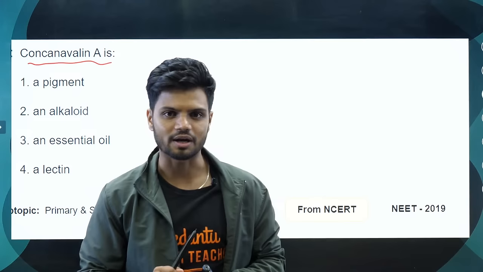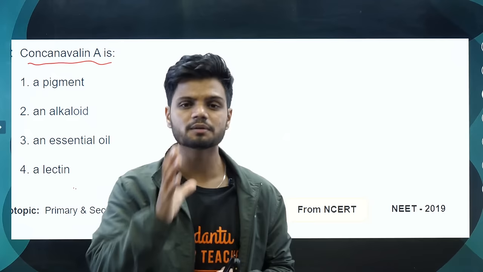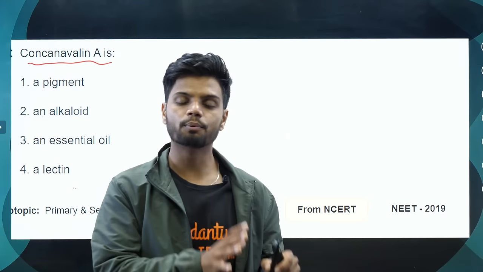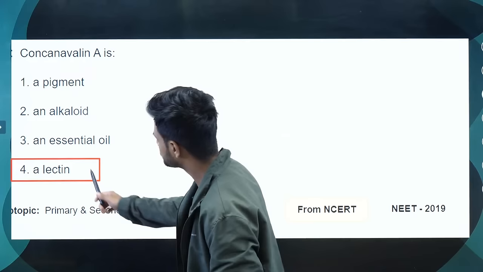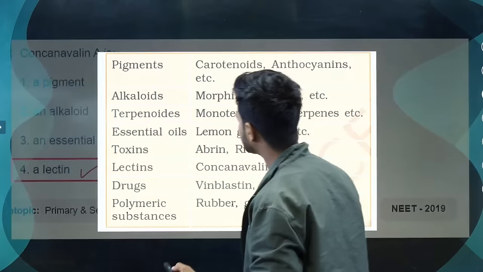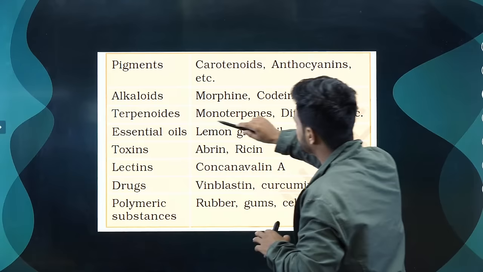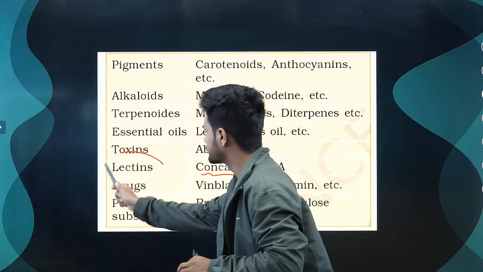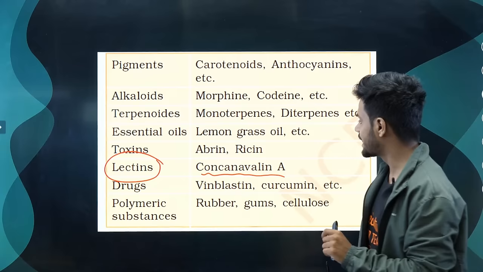Now, this particular question, students, from your biomolecules, there are two very important tables. One table is for your secondary metabolites. The other one is for protein and enzyme action. Two tables, very important. All of us know concanavalin is a lectin. Ravindrani, it is not B, it is D. If we look at this table, concanavalin A is a lectin. Clear?